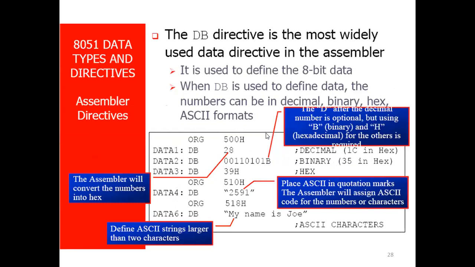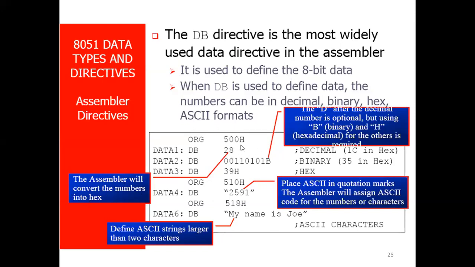Directives are used for giving direction. The DB directive is used as the data directive. It is used to define 8-bit data, and DB, define byte, is used to define data and numbers in decimal, binary, hex and ASCII format. If nothing is written, like 28, this is a decimal number, and the assembler will convert this number into a hexa number.